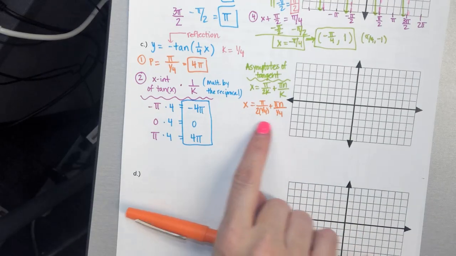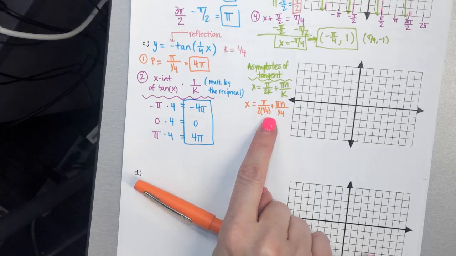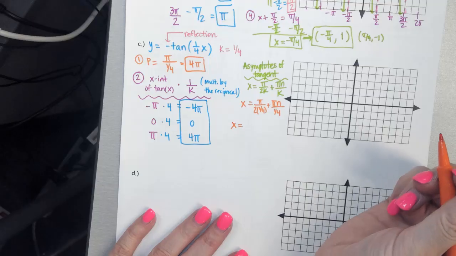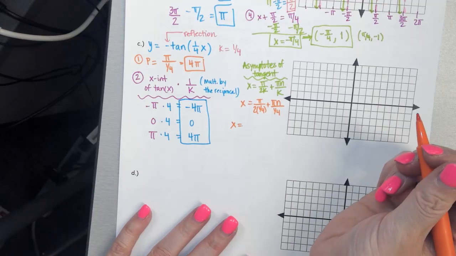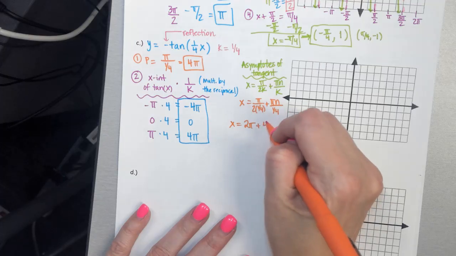Okay, I know this looks complicated, but it's very simple. Once you simplify, 2/4 is 1/2. You divide by a fraction, you're multiplying it by what? Reciprocal. Okay, so this is going to end up being, the reciprocal of 1/2 is 2. Yep, so it'll be 2 pi plus 4 pi n.